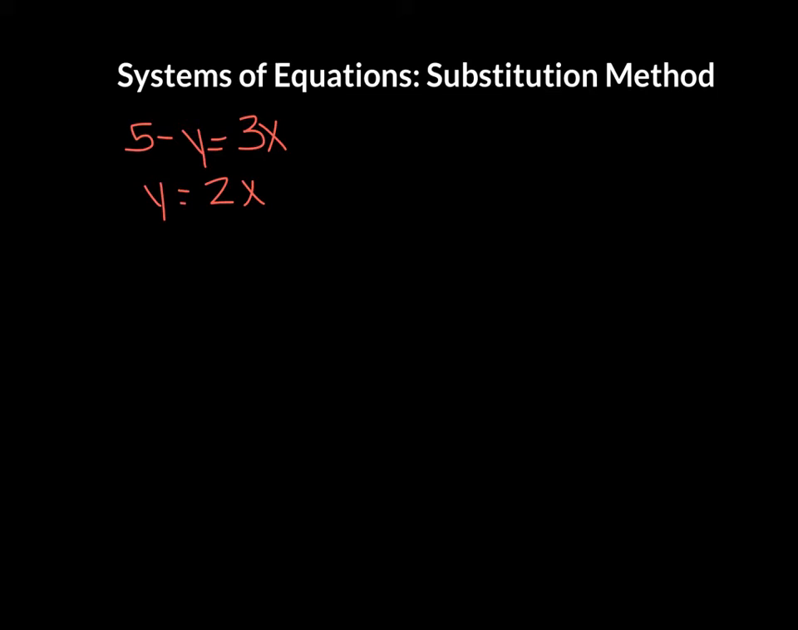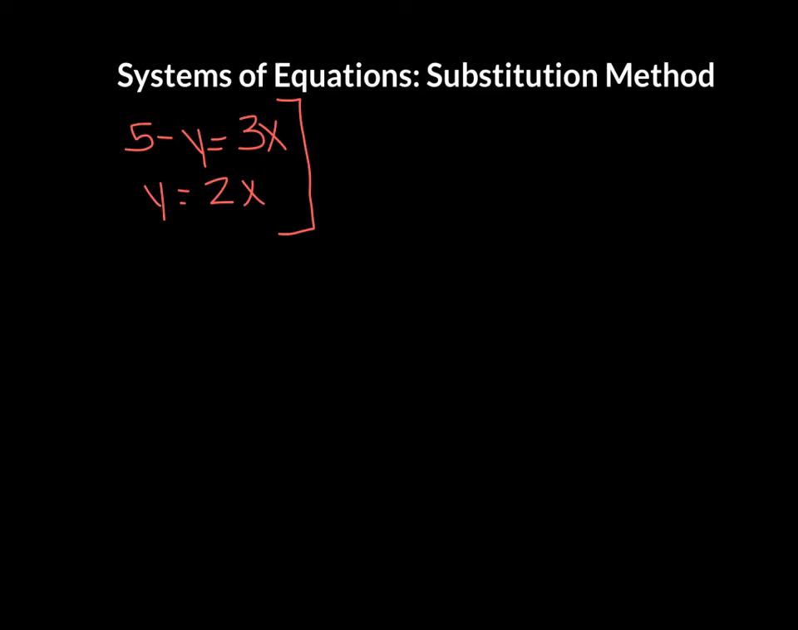So what you can remember about systems, I hope, is that a system is just two or more equations that work together. So here you can see I have 5 minus y equals 3x and y equals 2x. Both of these go together, and they're both equations because they have equal signs, but I have no idea what x and y equal. But the really cool thing about systems is you can put them together and figure it out.